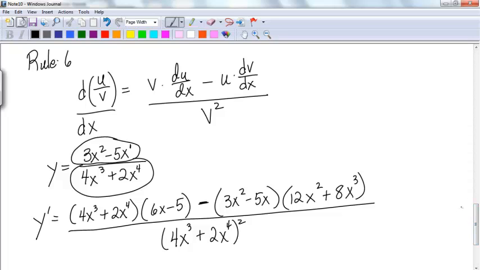And then they might simplify the numerator. And if you do, this minus sign is going to change all those signs. You got to multiply that out, change all the signs. Okay?